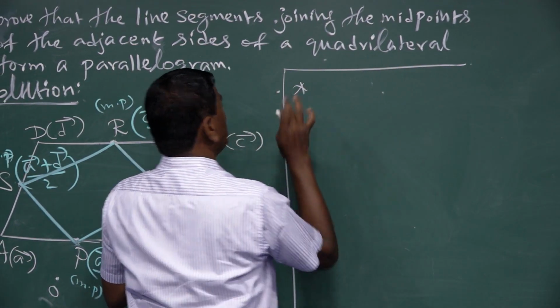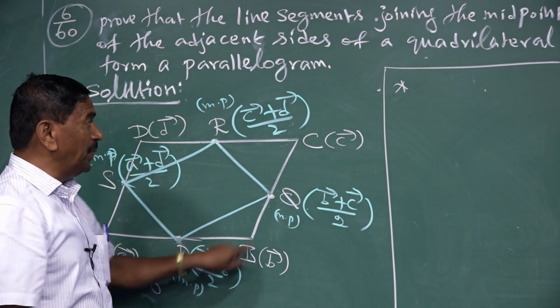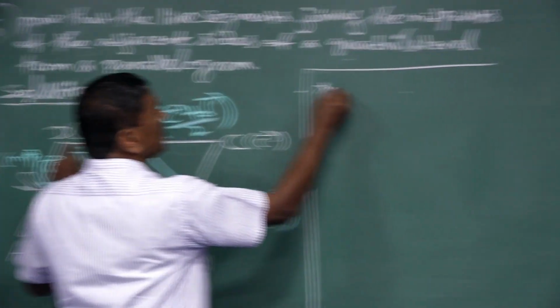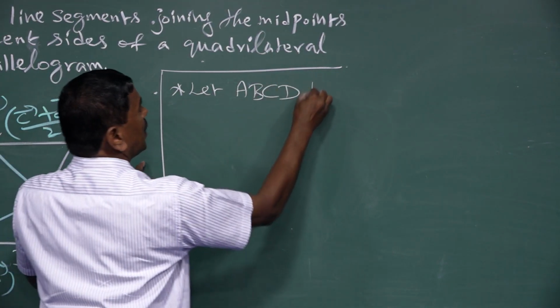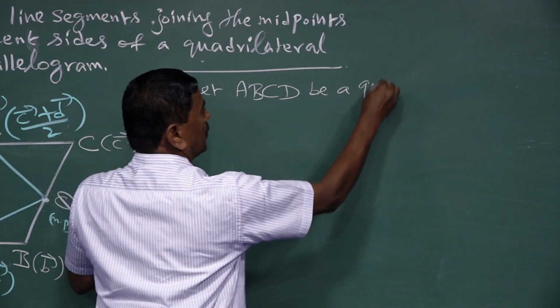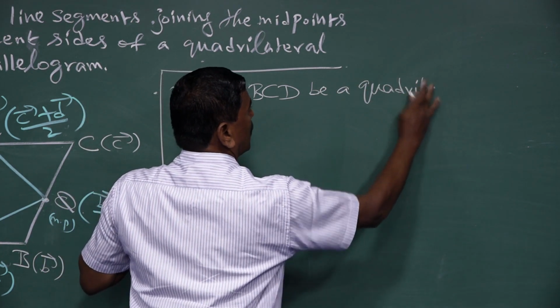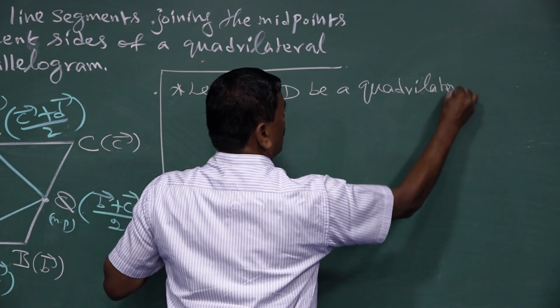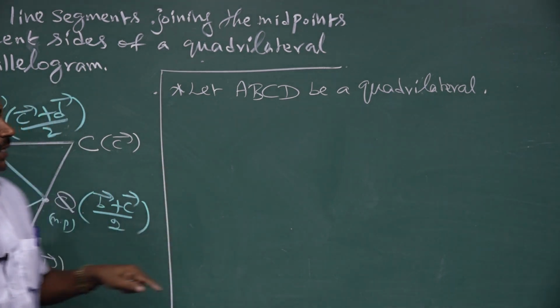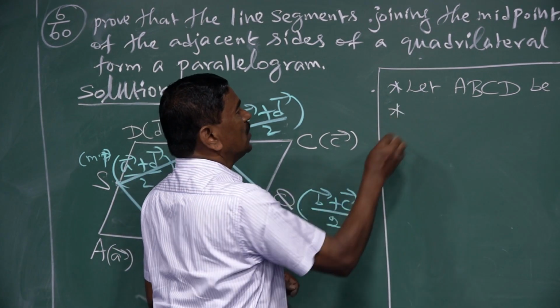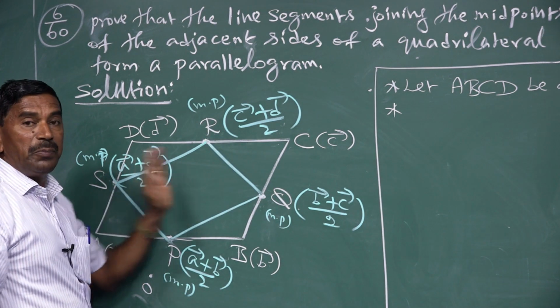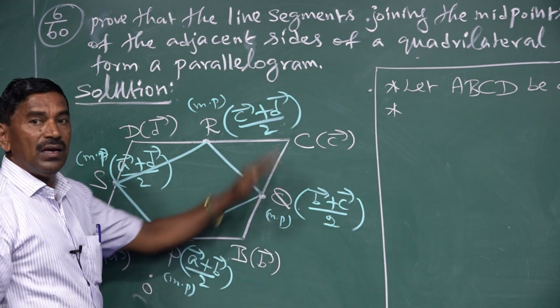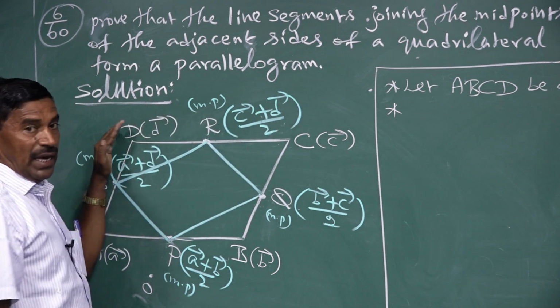Listen. Step 1. Let ABCD be a quadrilateral. Given that ABCD is a quadrilateral. Next, let P, Q, R, S be the midpoints of the sides AB, BC, CD, DA respectively.